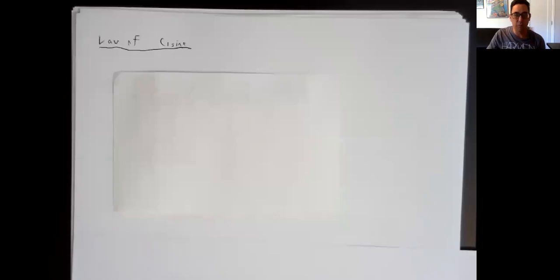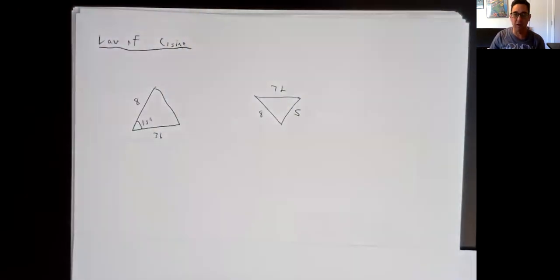Hello, all right. Today we're going to be talking about the law of cosines. Now, the law of cosines is still used to solve triangles, and usually we only use it if the law of sines doesn't work. And I've drawn two examples of triangles here where if you tried to solve them, the law of sines would not work. Because to do the law of sines, you have to have at least one pair of partners.